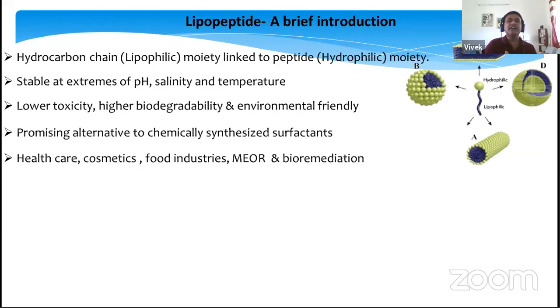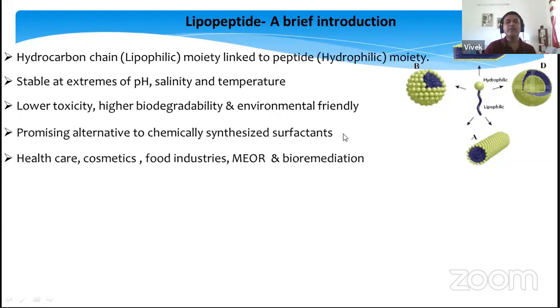The surfactant should have this property of reducing the surface tension and interfacial tension. What a typical chemically derived surfactant does, these lipopeptides are also expected to perform. So you have a lipophilic moiety, the hydrocarbon chain, at one end linked to a peptide moiety at the other end, which offers the surfactant action. These have been tested to be stable at extremes of pH, salinity, and temperature. They also possess important properties such as low toxicity, biodegradability, and being eco-friendly.